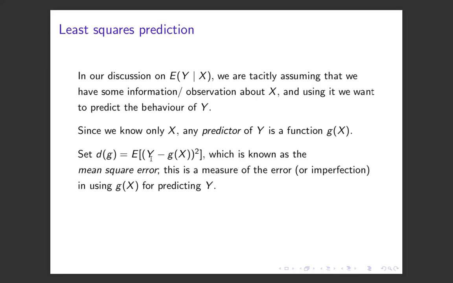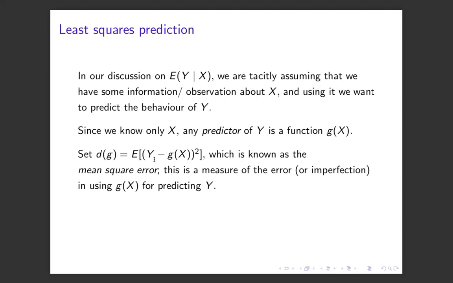Of course, this would mean that we need to assume a priori that y is square integrable. And also we need to consider this g of x, which is also square integrable. So this is a measure of the error or imperfection in using g of x for predicting y.